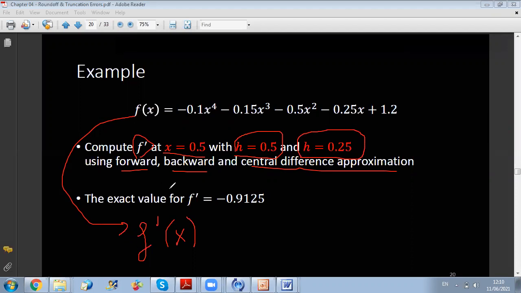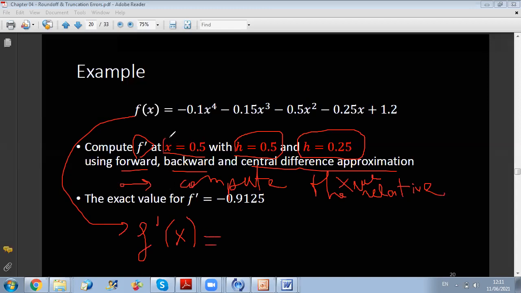So I will add a question. The question I will add is to compute the relative error, for example. So compute the relative error you will get. Okay? In order to compute the true relative error, I should know the exact value. So if I want to know the exact value, I should derive my function first to get the general expression of the derivative. Then I can find what is f prime at 0.5.